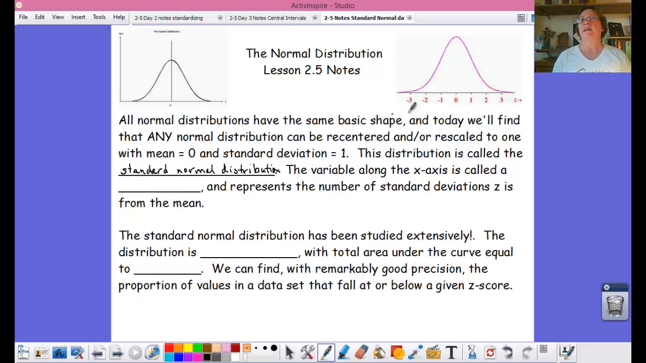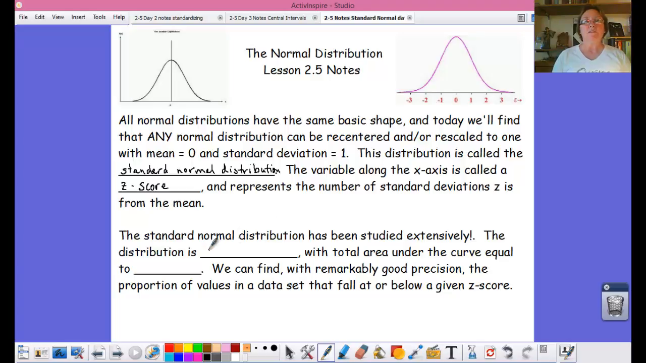The variable that's on the x-axis, the horizontal axis, is called a z-score. What it represents is the number of standard deviations that the current z is from the mean. As you can see, that z-score can be negative. If we are less than the mean, we'll get a negative z-score because we'll be under the mean. If we're positive, that means we're above the mean and we'll get a positive z-score.